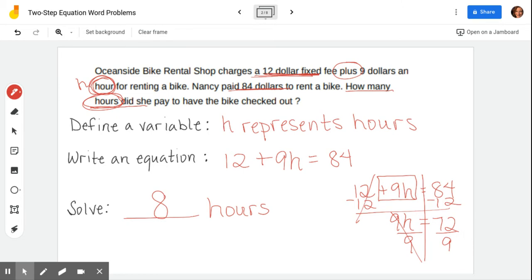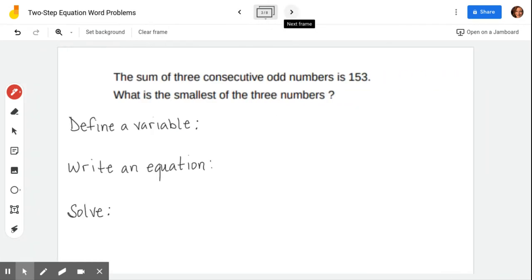I would encourage you to make sure your answer looks reasonable. If I had divided wrong and got like 1/8 instead of 8, charging $84 for a person to have it for less than a whole hour would be pretty dumb. And let's say I did something extra crazy and I multiplied by 9 instead of dividing. If I take 72 times 9, I'm going to get a big number, right? Paying $84 and checking out a bike for hundreds of hours. Why would you check out a bike for that long? That wouldn't make sense either. So always look and make sure that your answer makes some sort of sense.